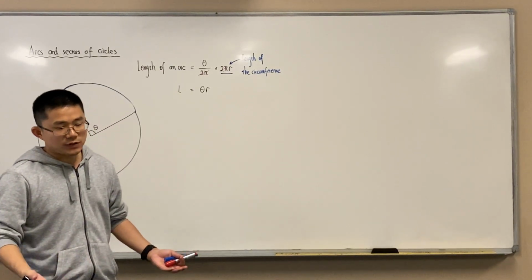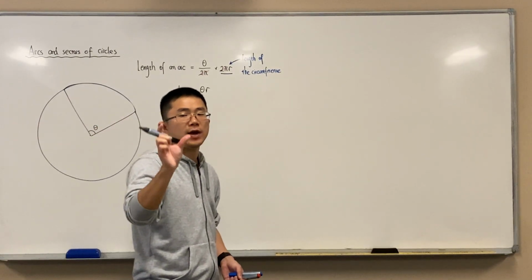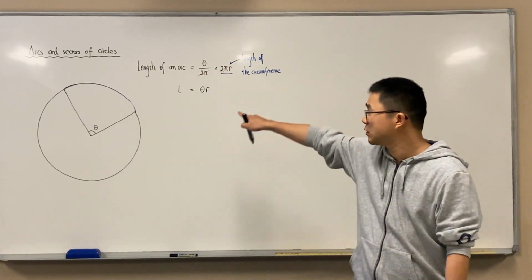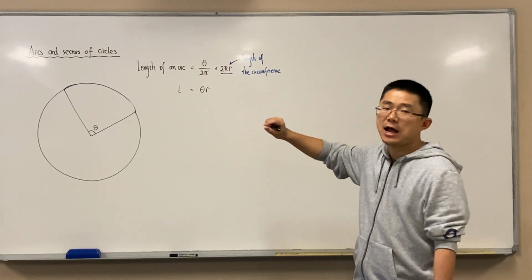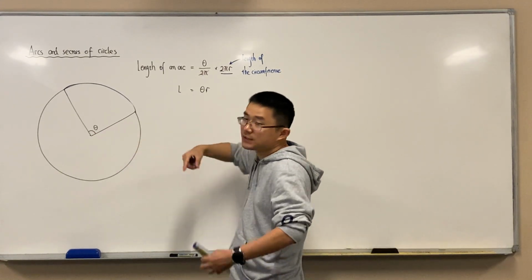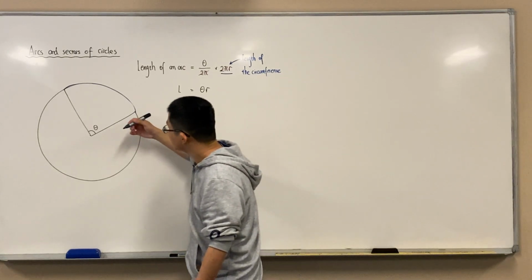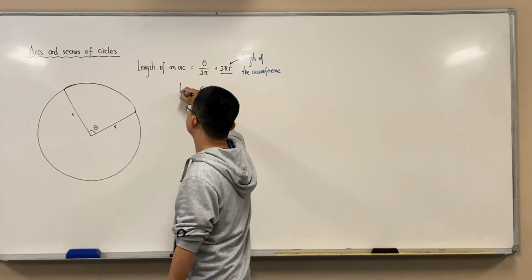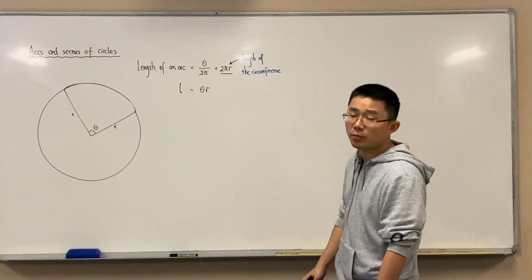So for example, if we have a unit circle, which means the radius is equal to 1, then the length of an arc is just equal to the sector angle, which is this angle here, in radians, if it's a unit circle. So that's r, and that's the length of the arc. Okay, that's the first formula.